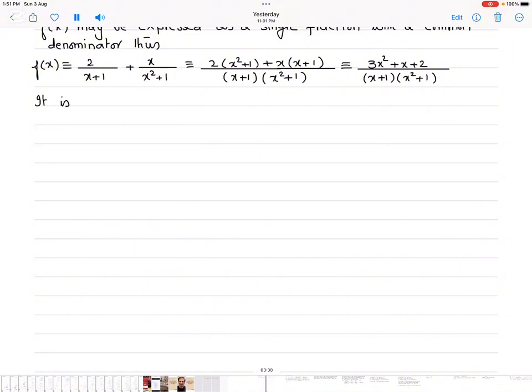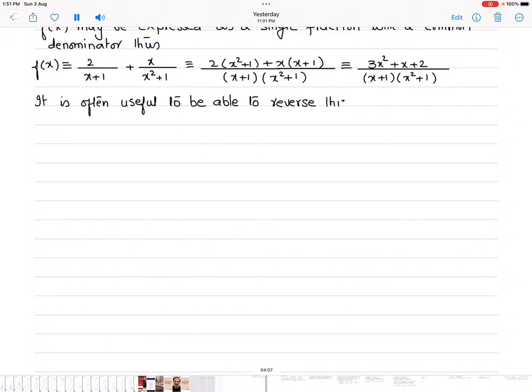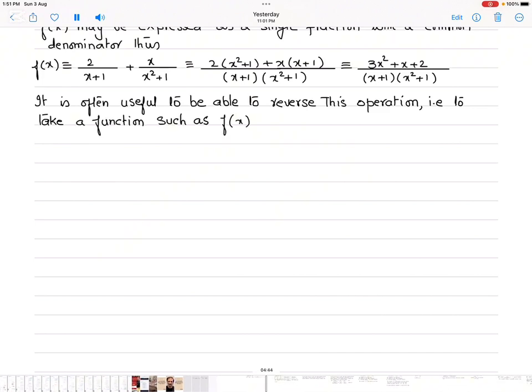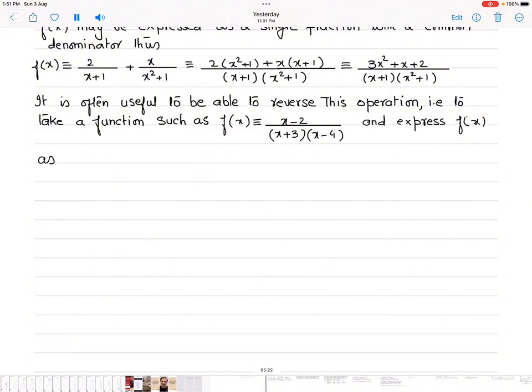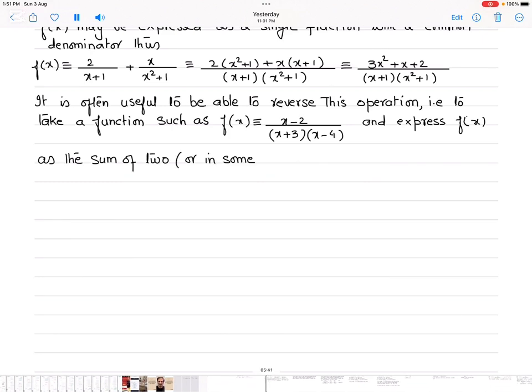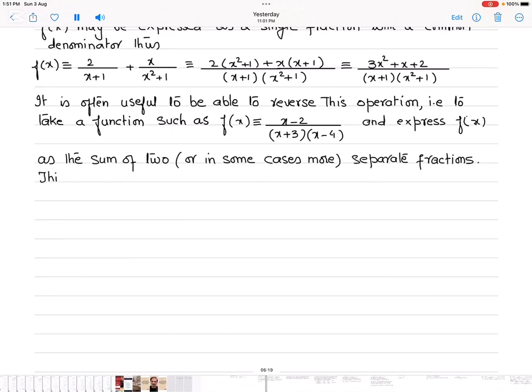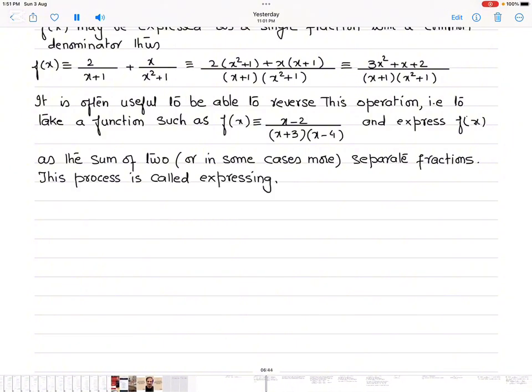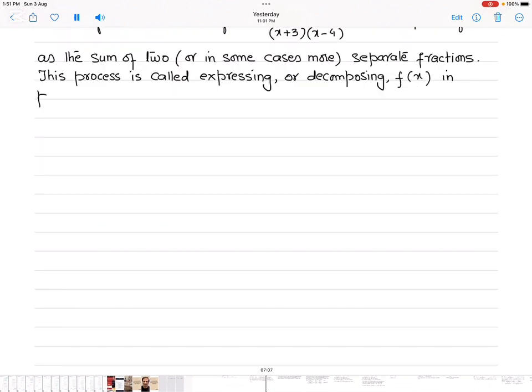It is often useful to be able to reverse this operation, that is, to take a function such as f of x is identical to x minus 2 over x plus 3 times x minus 4, and express f of x as a sum of two, or in some cases more, separate fractions. This process is called expressing or decomposing f of x in partial fractions.